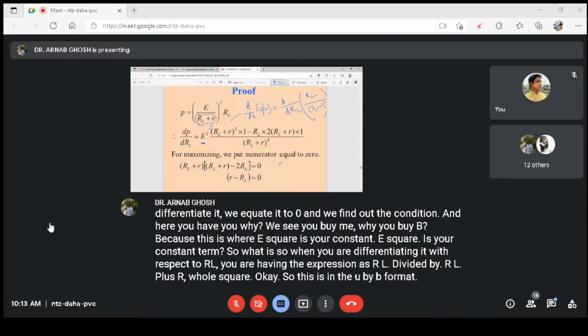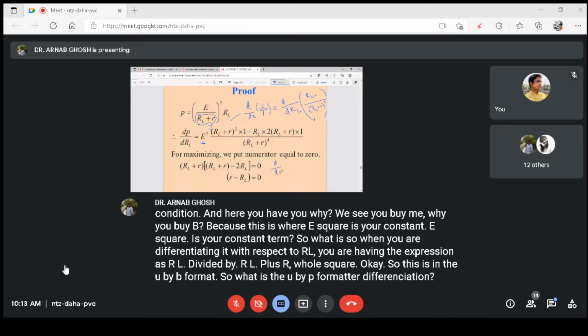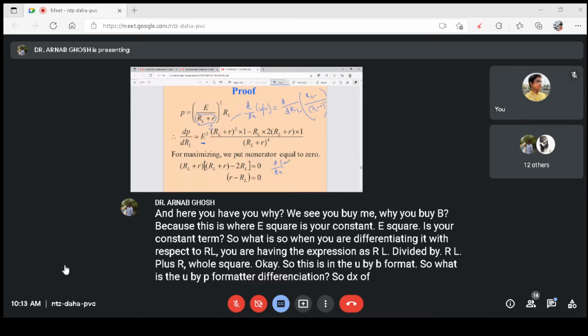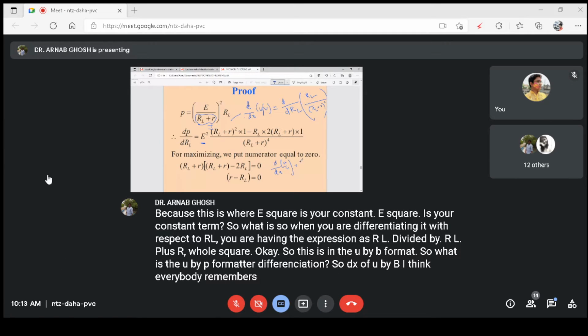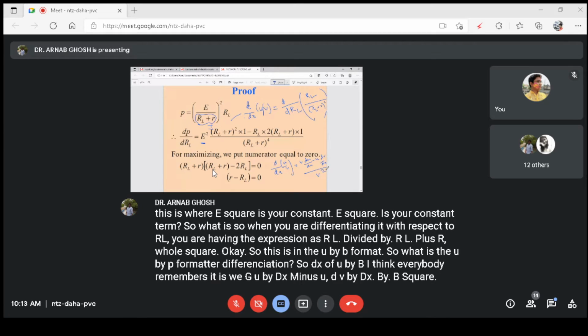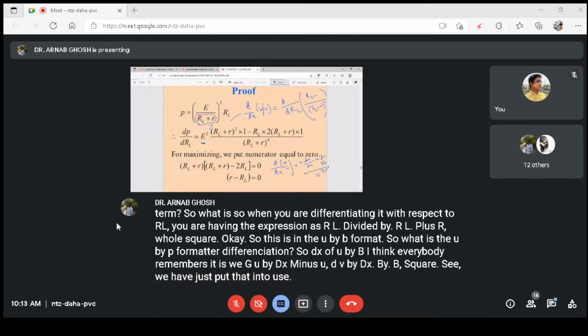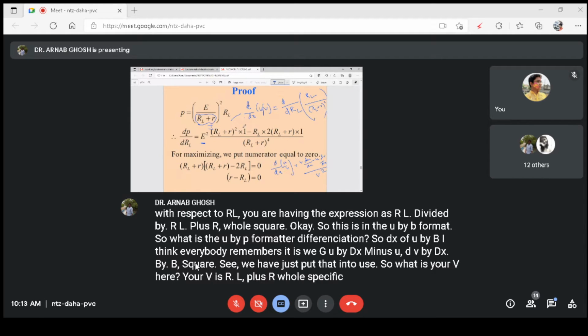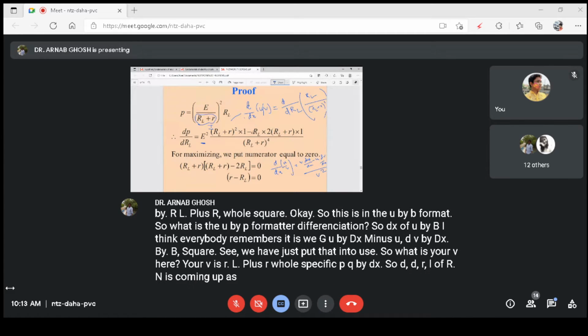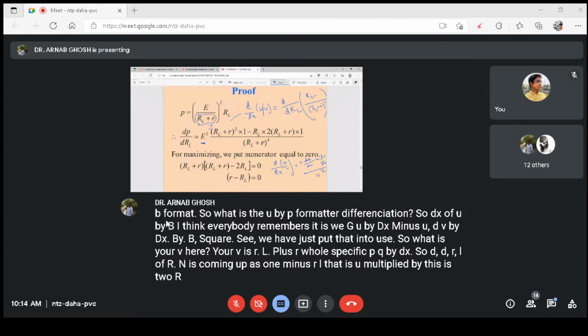So this is in the U by V format. What is the U by V format of differentiation? d dx of U by V, remember, is V du by dx minus U dv by dx, divided by V square. We have just put that into use. What is your V here? Your V is RL plus R whole square. So V du by dRL is coming out as 1, minus RL, that is U, multiplied by 2 RL plus R, divided by RL plus R whole to the power 4.